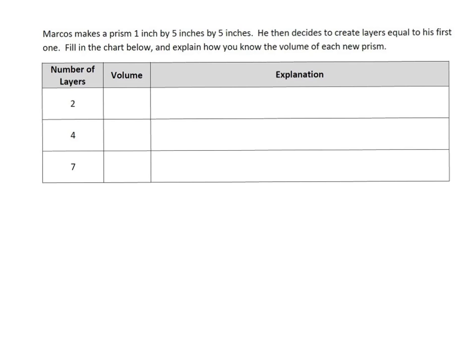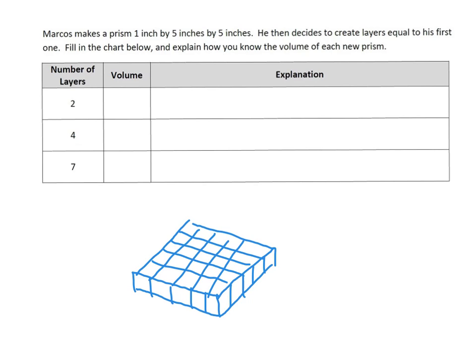In this problem, Marco is making a shape, and his first prism is 1 by 5 by 5. Well, there's a quick sketch of it. There's 1 by 5 by 5, and so if I were to have 2 of those layers, well, one layer is going to have, as you can see, 25 cubic centimeters fitting. If I had 2 of those layers, that's just going to be 2 groups of that. 2 groups of 25 is going to be 50. Actually, we're not centimeters cubed, sorry, we're inches cubed.